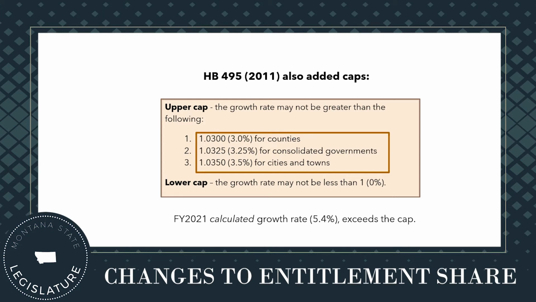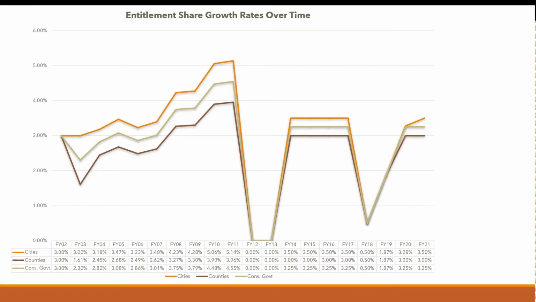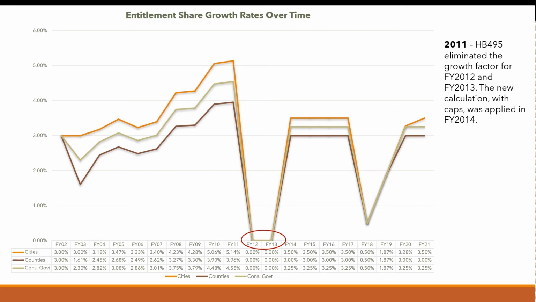So if we pull that chart back, let's look at the full picture here. From fiscal year 2002 to 2011, that was the original calculation. In 2011, it was changed. But the big anomaly here is what happened in fiscal year 12 and 13. We see that there was a 0 growth rate. And that's because House Bill 495 also eliminated the growth factor in fiscal years 12 and 13. The new calculation with caps was applied in fiscal year 14.